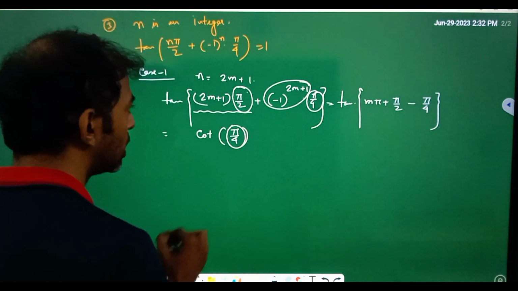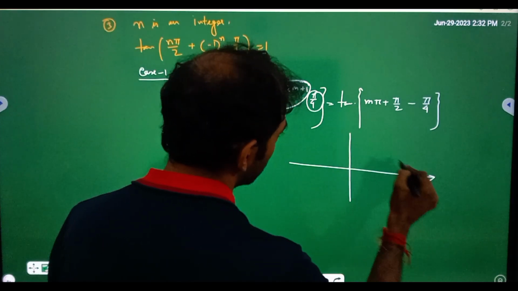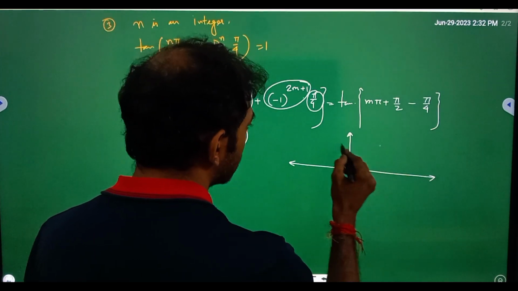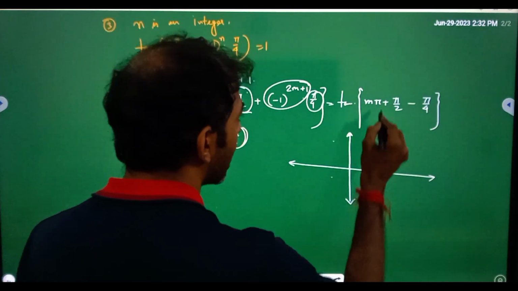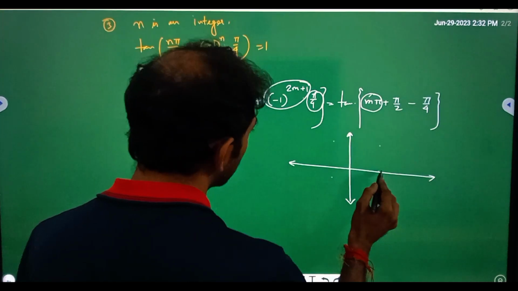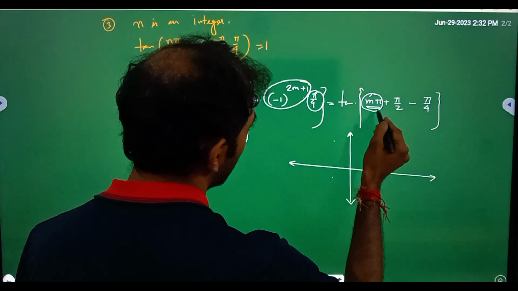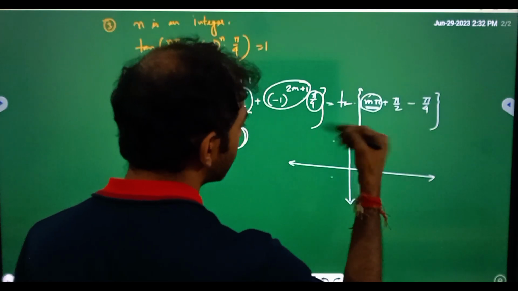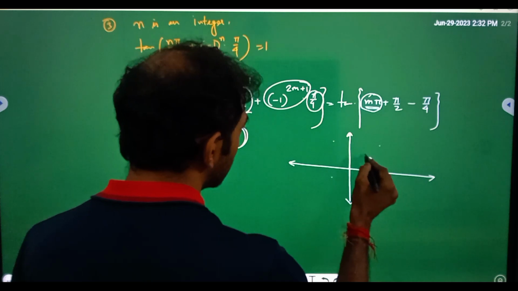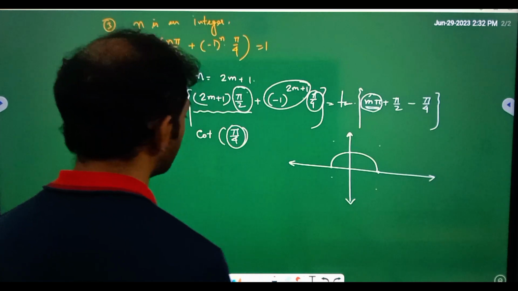Now in which quadrant this angle will lie, we need to decide that. That's our first, second, third and fourth quadrant, and m pi means maybe m is an odd integer, so in that case it may be pi or 3 pi or 5 pi or 7 pi or something like that. If you consider m as an odd number, a rotation of odd multiples of pi will be there.